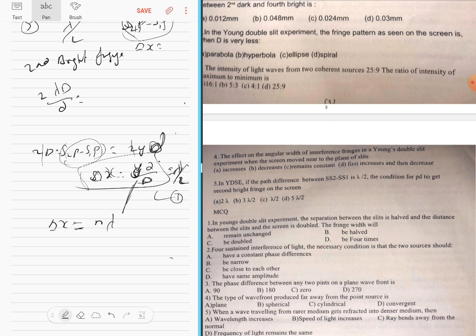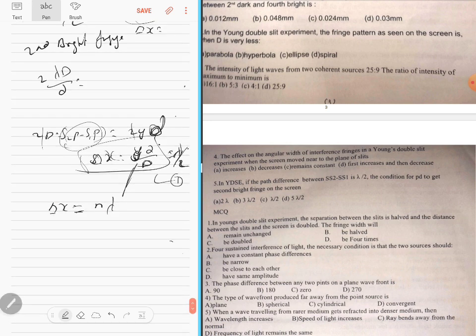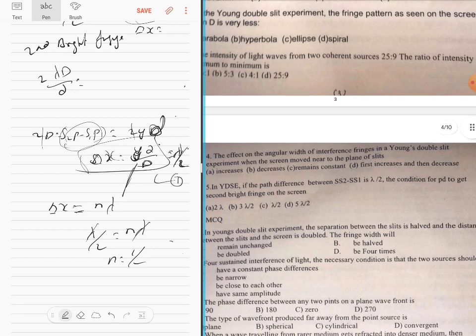That's what we do for bright fringe, and we'll equate it to 2n minus 1 by 2 into lambda in the case of dark fringe. So I'm just trying to equate this and this. Then therefore when comparing, you get lambda by 2 is equal to n lambda. Lambda gets cancelled, n is equal to half. Do you have such an answer here?